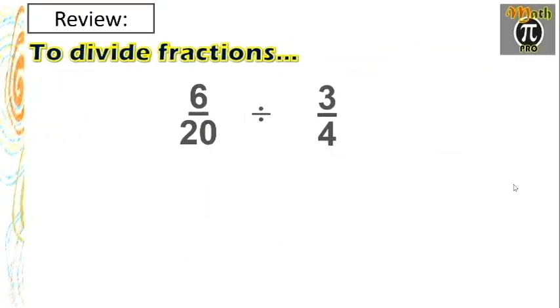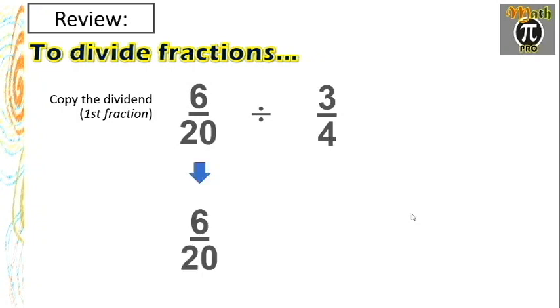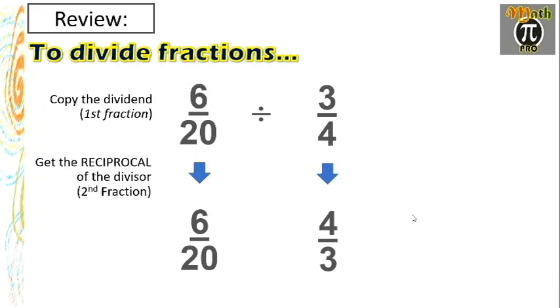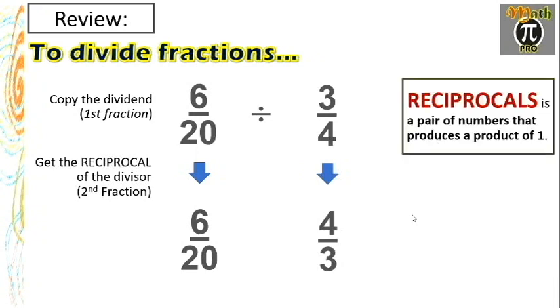Let's have a review. To divide fractions, first we need to copy the dividend. This is usually the first fraction. Then, we get the reciprocal of the divisor, or the second fraction. And when we get the reciprocal of 3/4, this is 4 over 3.